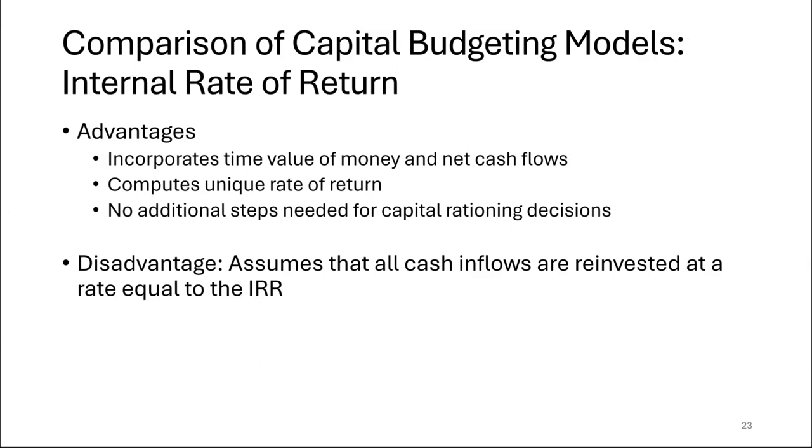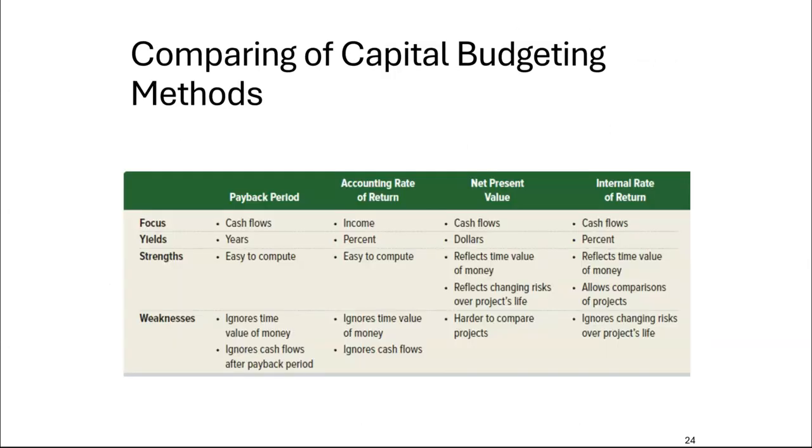So let's do a summary of our methods. If we do a payback, the focus is on cash flows. It shows you years before you get your money back, and it's very easy to compute. Same with accounting rate of return. We use income. You get a percentage. Again, it's easy to compute, but both ignore the time value of money. Net present value is more difficult to compute. We're going to focus on cash flows just like we do for the internal rate of return. For net present value, we're going to get dollars. Internal rate of return, we're going to get the actual return percentage.